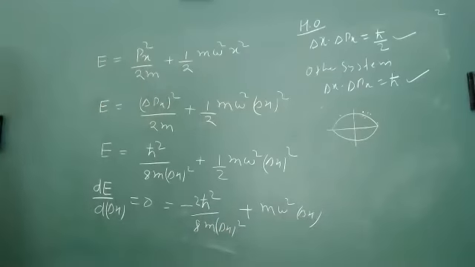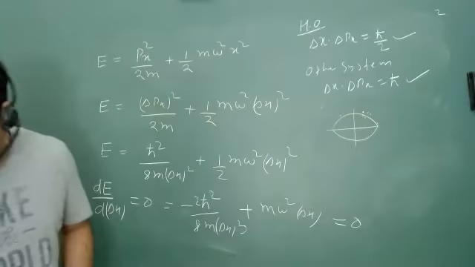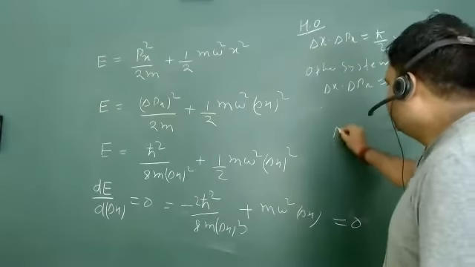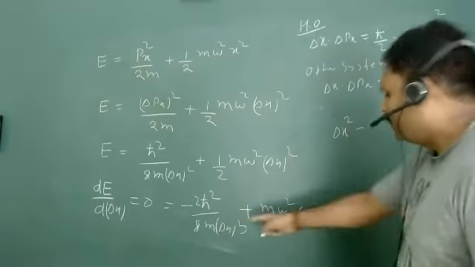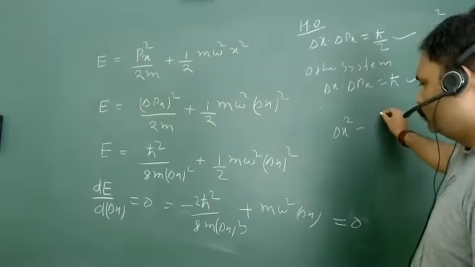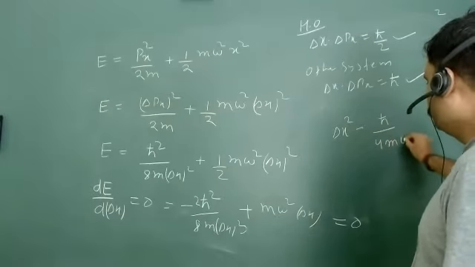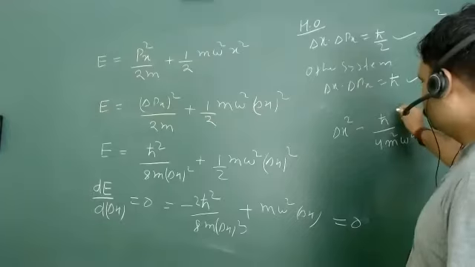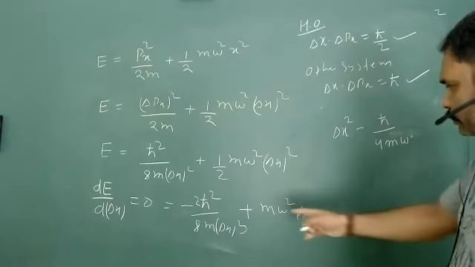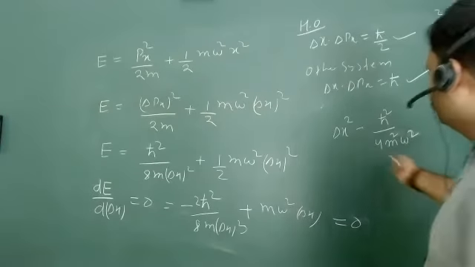Cube, yes. Cube is equal to 0. And now at the next level we are getting this thing. I think it is delta x to the power 4, but I am taking delta x square. So delta x square is equal to h cut upon 4m omega. Sorry, this is h cut square upon 4 m square omega square.